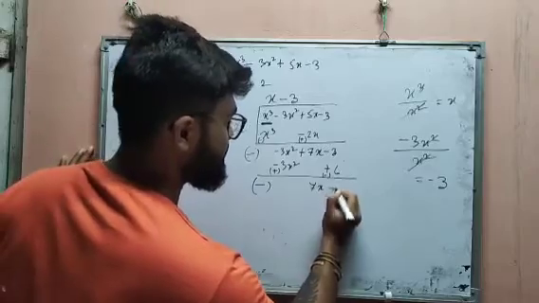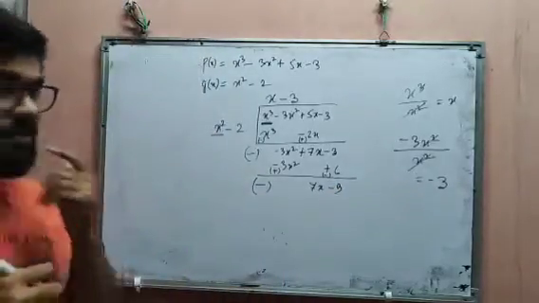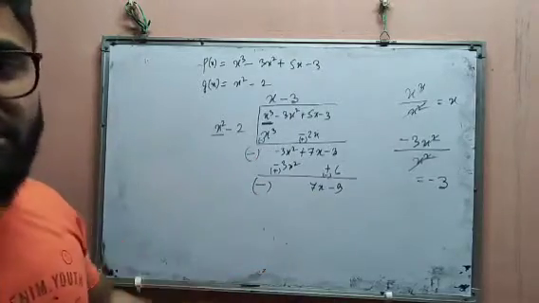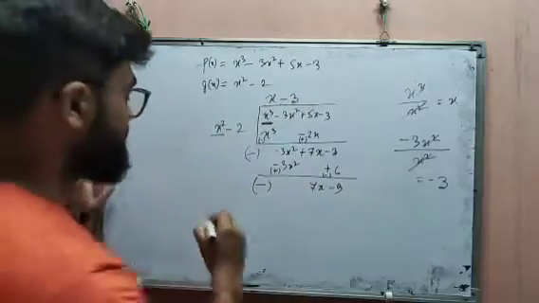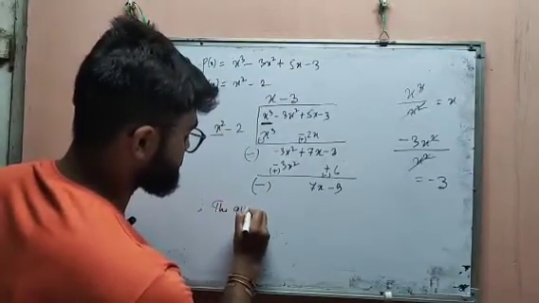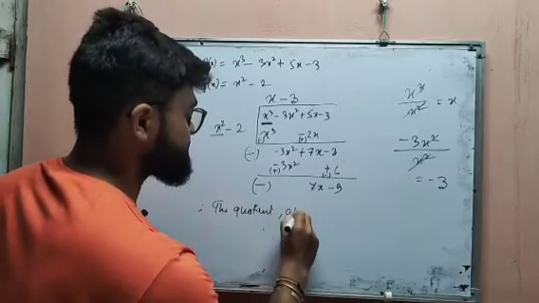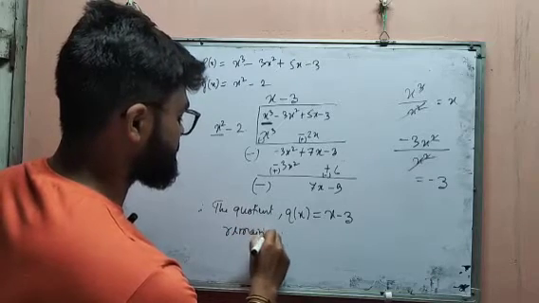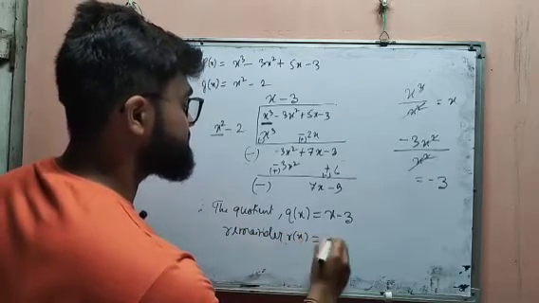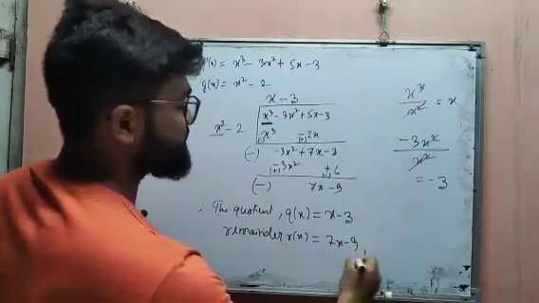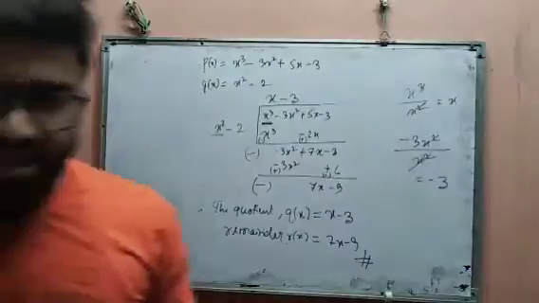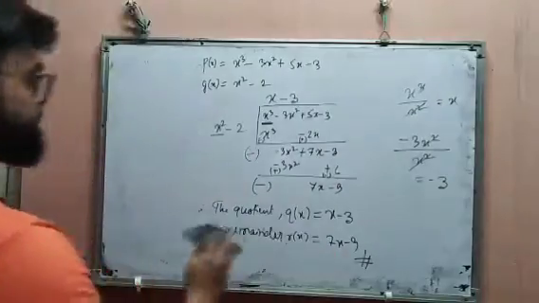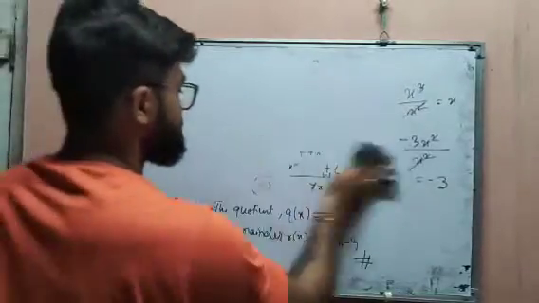So this becomes 7x minus 9. Now you can clearly see here the degree is 1 and here the degree is 2, so we cannot divide further. That means we have to stop our answer here. Therefore the quotient q(x) is x minus 3 and the remainder r(x) is 7x minus 9. So this is our required answer. If a question is given, we have to use this pattern to find the answer. Next we are going to discuss one more question.